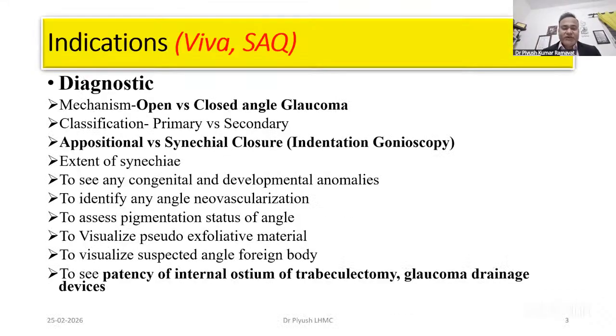Indications: there are diagnostic and therapeutic indications. Diagnostic indication, of course, we want to differentiate between open and closed angle glaucoma. If it is closed angle glaucoma, whether it is appositional closure or synechial closure, and if it is synechial closure, then the extent of the synechiae. We also want to know any abnormal content in the angle, any neovascularization, pigmentation level. We also want to confirm in post-operative cases the patency of the internal ostium of trabeculectomy, and glaucoma drainage devices.